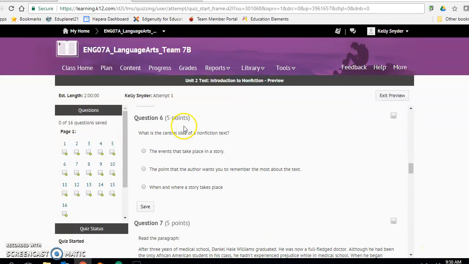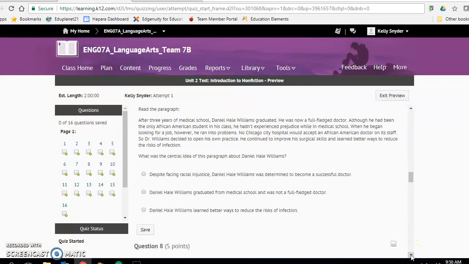Question 6. What is the central idea of a nonfiction text? The events that take place in a story. The point that the author wants you to remember the most about the text. When and where a story takes place. So what is the central idea?